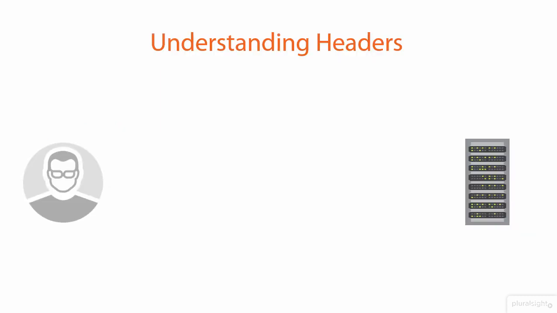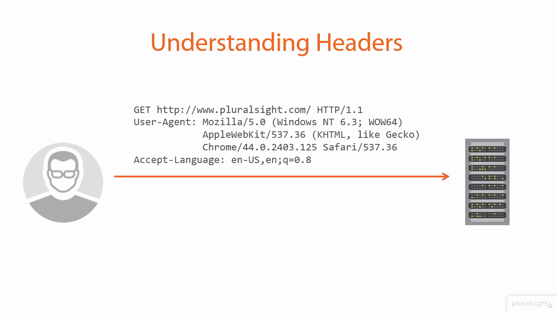Let's take a really basic scenario. We've got a user here, the user has a browser, and the browser is going to make an HTTP request to a web application running on a server. It might look like this. This is an HTTP GET request to load the Pluralsight website.